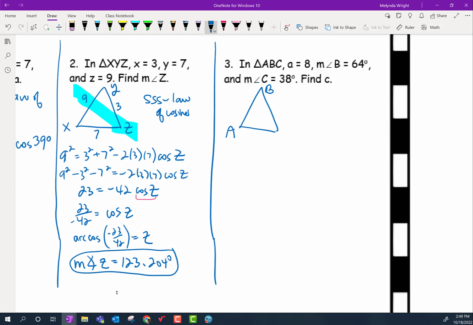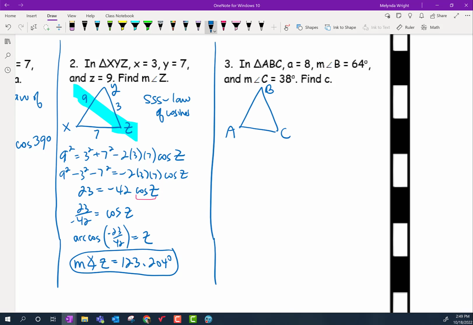So A, B, and C. All right, so let's label it. And by the way, we really need to be drawing out these triangles. Please do not try to do one of these problems without drawing the triangle out. I know you won't believe it, but I have seen some students try it, and it usually is a big fail. So please draw the triangle out.